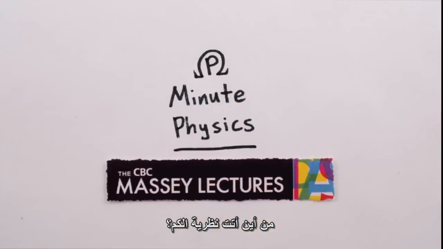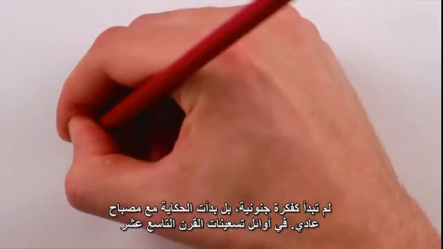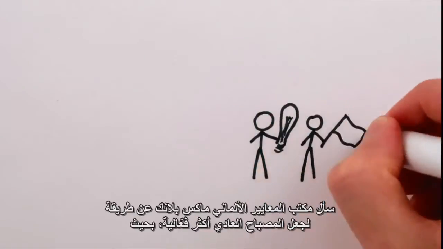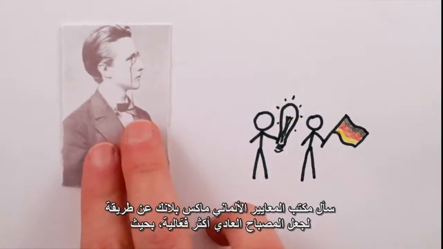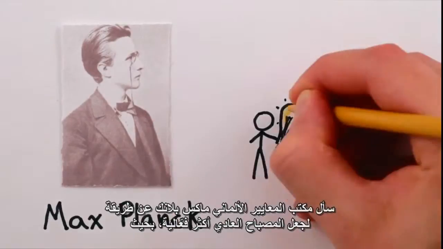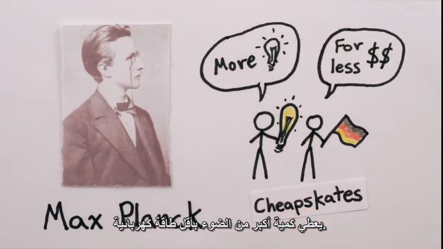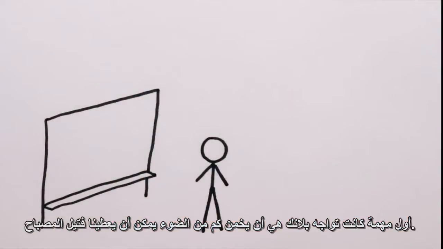Where did quantum theory come from? It started not as a crazy idea, but with a light bulb. In the early 1890s, the German Bureau of Standards asked Max Planck how to make light bulbs more efficient, so that they would give out the maximum light for the least electrical power. The first task Planck faced was to predict how much light a hot filament gives off.